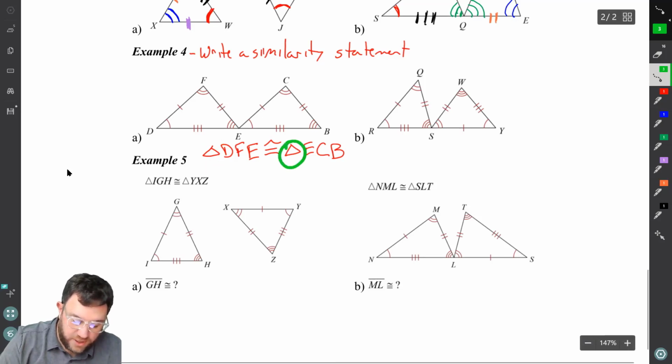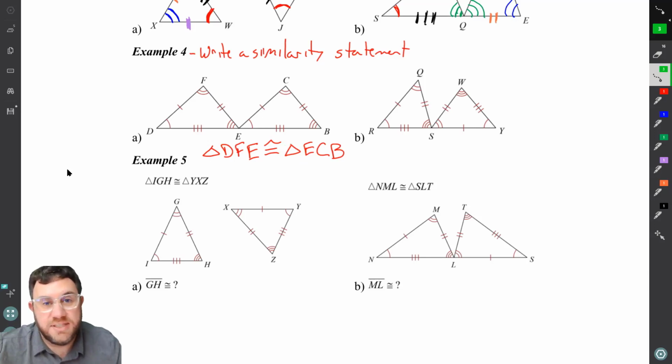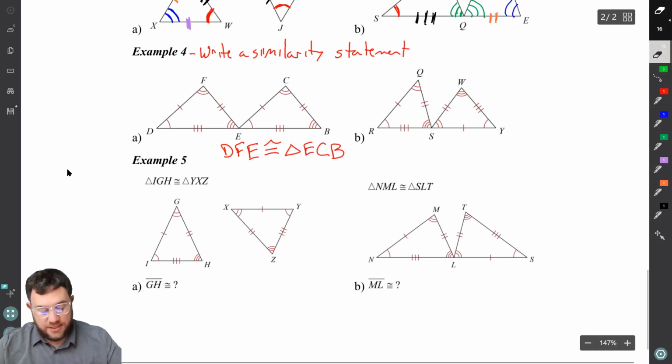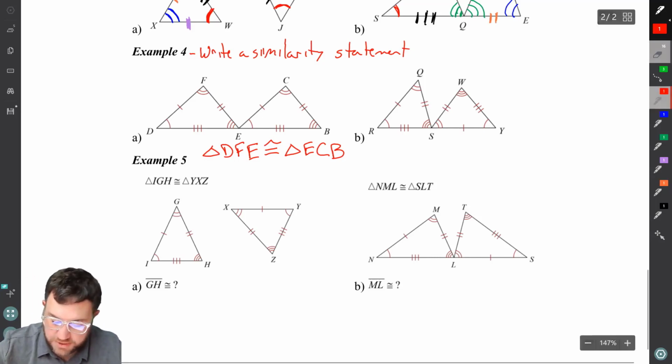And notice in front of these, I'm putting the triangle symbol. The symbol for a triangle is a triangle. So if that wasn't there, first of all, DFE doesn't refer to anything. I don't know if that's a plane or an angle or a triangle. It could be any of those because it's not labeled. So we need to make sure we put our appropriate labels there.